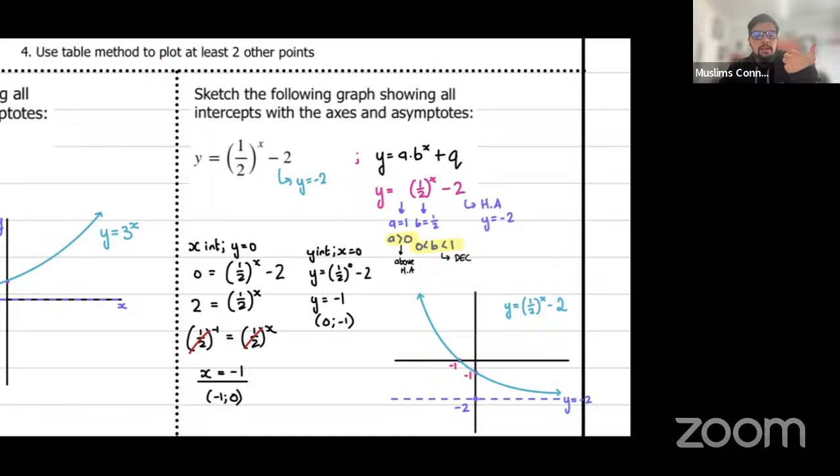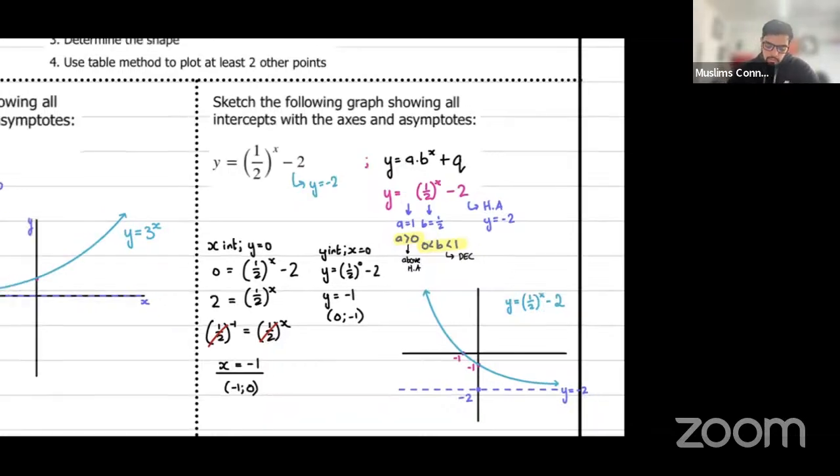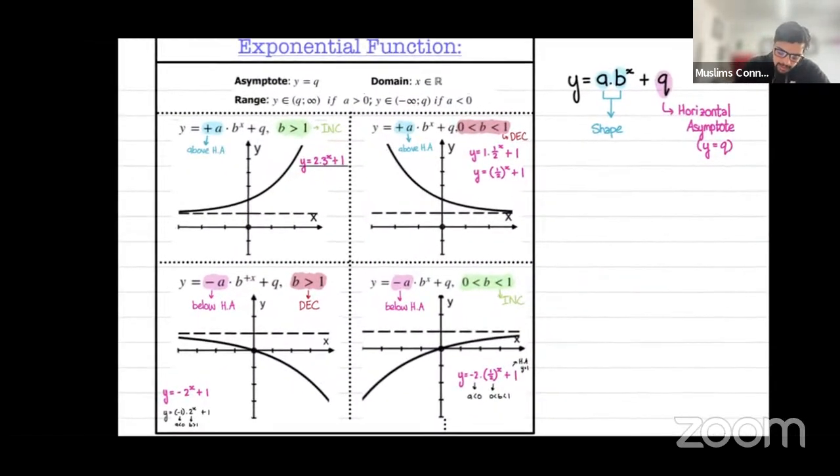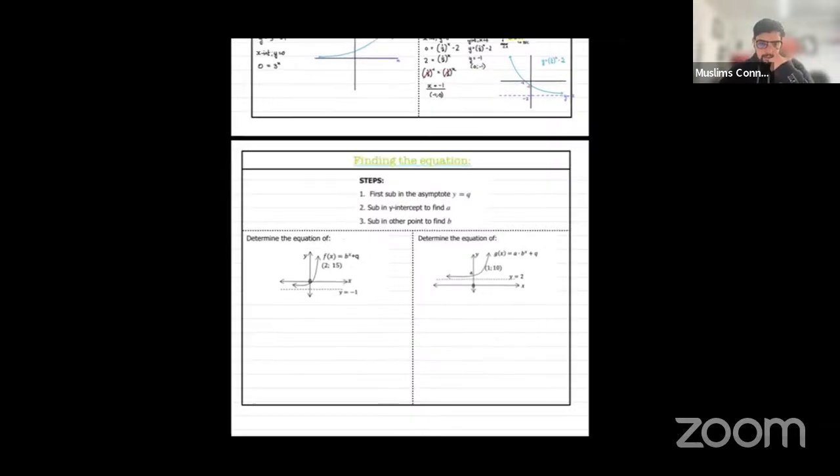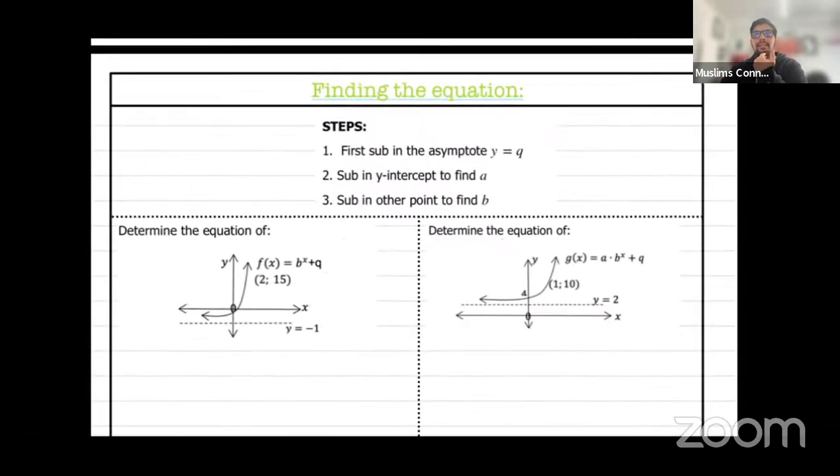Thereafter, you want to determine your x-intercept and your y-intercept, if they exist. Then you want to determine your shape, and then you can draw it. Make sure to practice a few examples to get the hang of getting the shape right. You've got to pay careful attention to what is A and what is B, and then you can easily determine your shape.